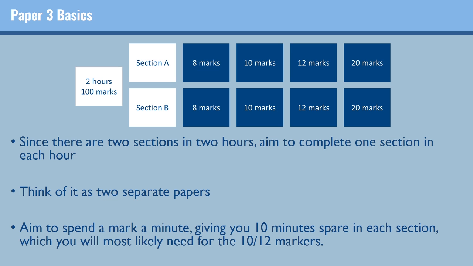So the starting point is going to be what's the difference between paper 3 and papers 1 and 2. The most obvious difference is there's no 4 markers on this paper, so there's an 8 marker instead. So section A has an 8 marker, a 10 marker, a 12 marker and a 20 marker, and section B is the same. You want to again try and spend a mark a minute, giving you 10 minutes spare in each section. You want to try and split it into 2 sections in 2 hours, so make sure that by the time you've got to the end of hour 1, you're about to start section B.